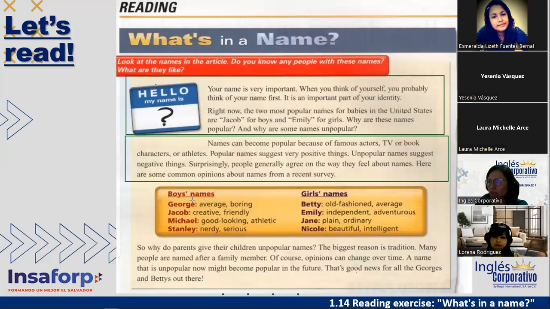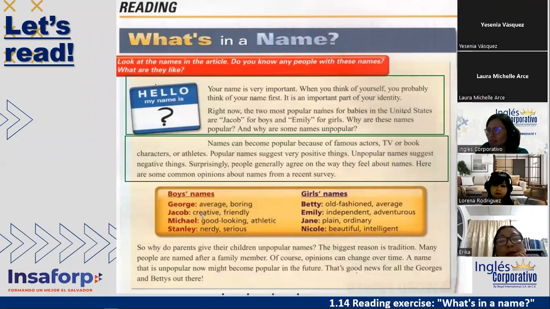So for boys name, we have George, Jacob, Michael, and Stanley. So George, it says average, boring. Jacob, creative, friendly. Michael, good looking, athletic. Stanley, nerdy or serious. And then for girls' name, we have Betty, Emily, Jane, and Nicole. So Betty is old-fashioned and average. Emily is independent and adventurous. Jane is plain and ordinary. And Nicole is beautiful and intelligent. So Yesenia, can you please finish here?